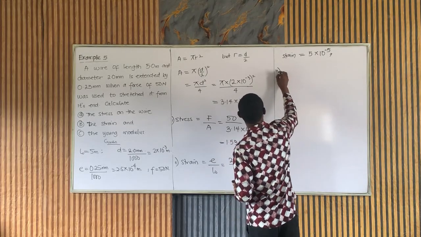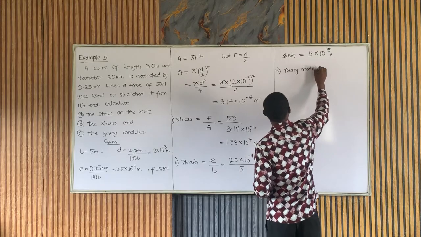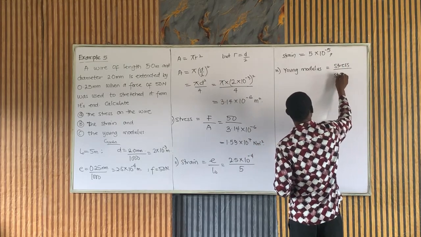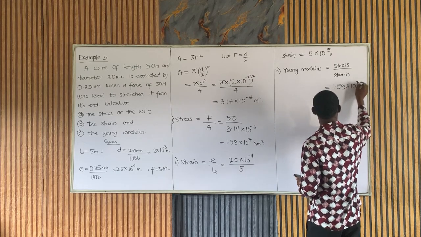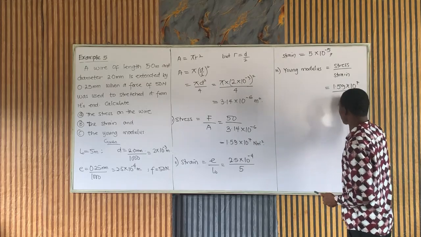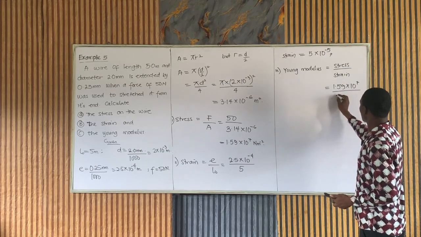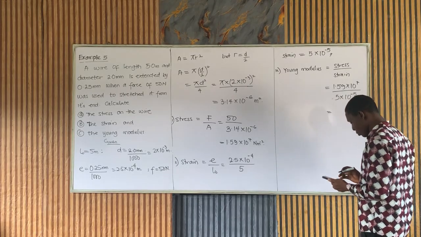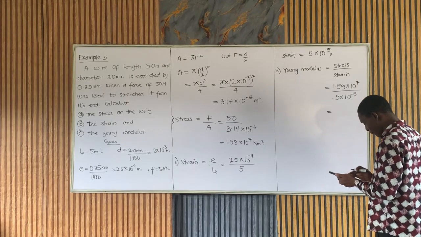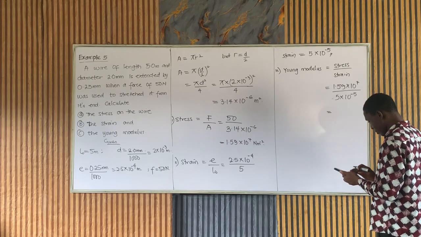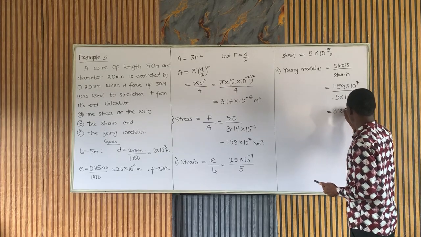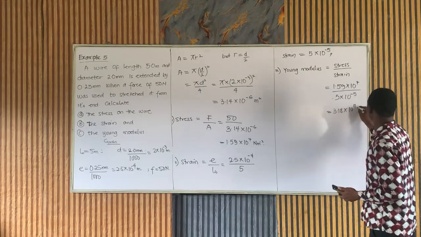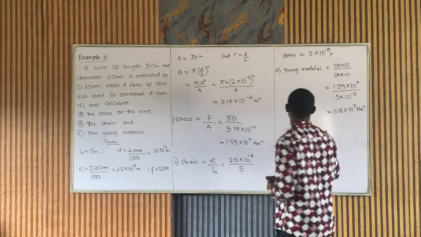Then lastly, number 3, Young modulus. The Young modulus is stress over strain. So the stress is given as 1.59 times 10 raised to the power 7, divided by the strain, which is obtained as 5 times 10 raised to the power minus 5. And so let's get this now. We have 1.59 times 10 raised to the power 7 divided by 5 times 10 raised to the power minus 5. So this is giving us 3.18 times 10 raised to the power 11 Newton per meter square. So this is the Young modulus.